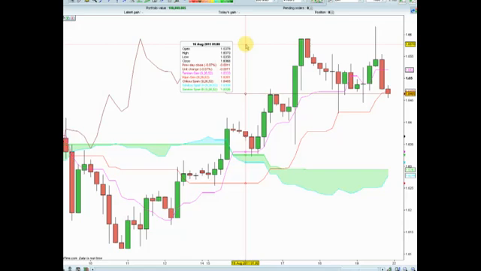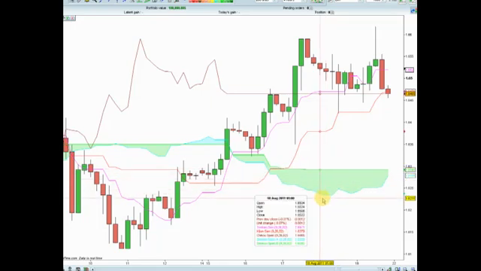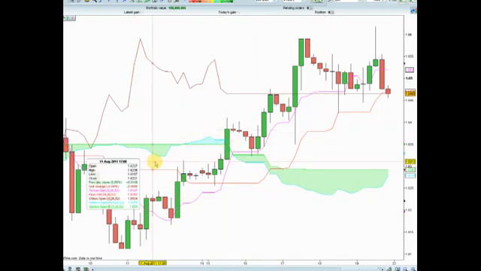There are four different things that you need to note on the Ichimoku. The most important being the cloud or the span. It doesn't matter what colour the cloud or the span is, but that basically dictates our support and resistance area. The thinner the cloud, the less support or resistance.